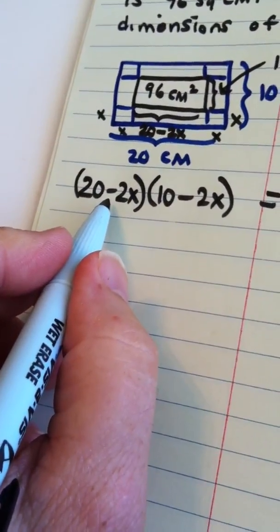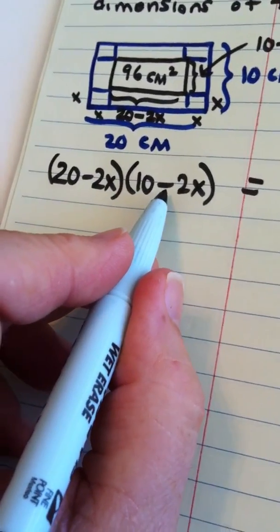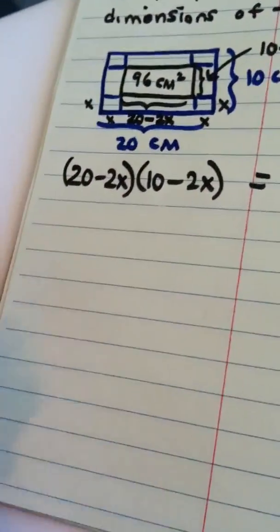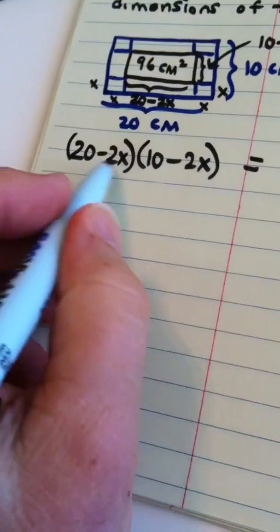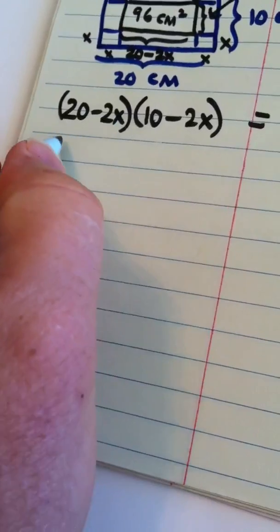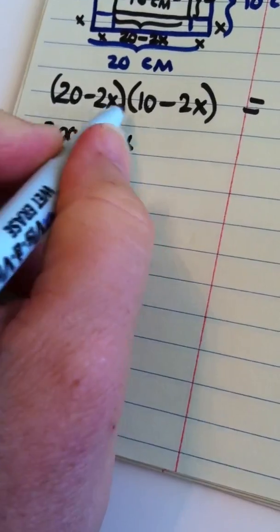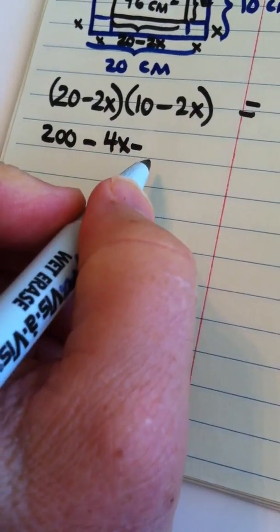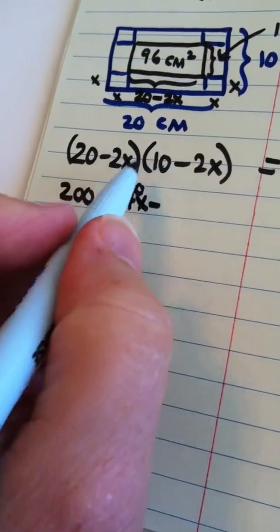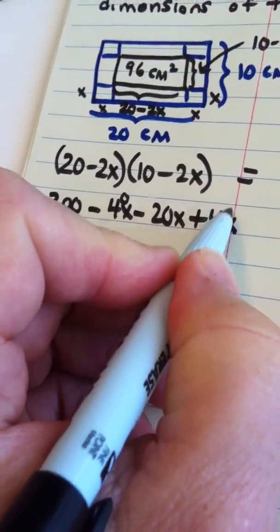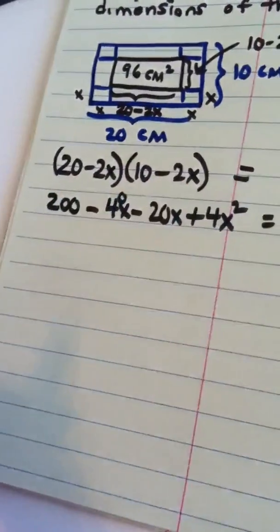The length of the bottom of the box multiplied by the width of the bottom of the box gives me the area of the base, or the bottom of the box, which is 96. When I distribute here, some of you say FOIL, but I'm really distributing. 20 times 10 is 200. 20 times negative 2x is negative 40x. Negative 2x times 10 is negative 20x. And then we pick up a plus 4x squared is equal to 96.